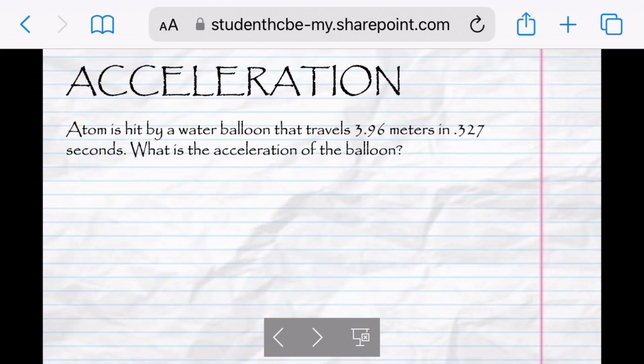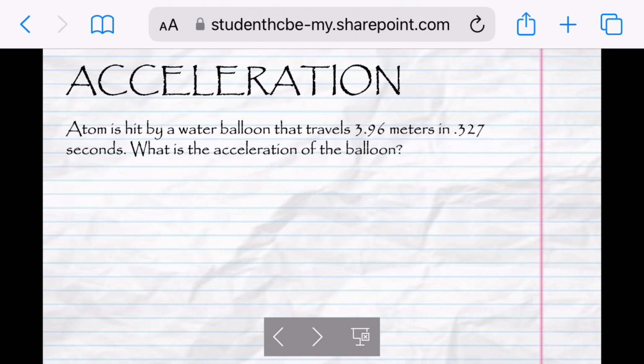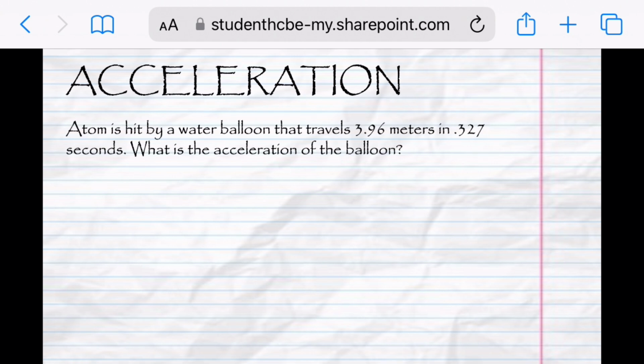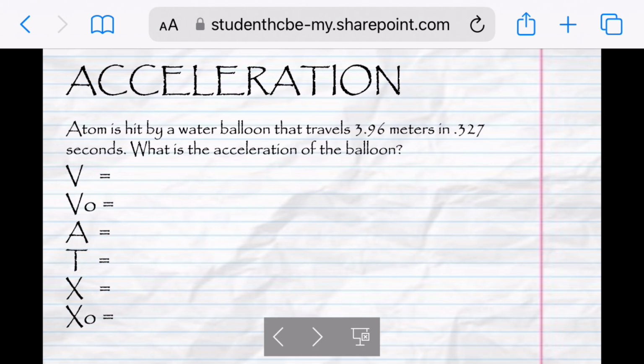Now let's make a little problem for it. We're going to find acceleration for it. So here's the word problem. Adam is doomed by a water balloon that travels 3.96 meters in 0.327 seconds. What is said acceleration of the balloon?